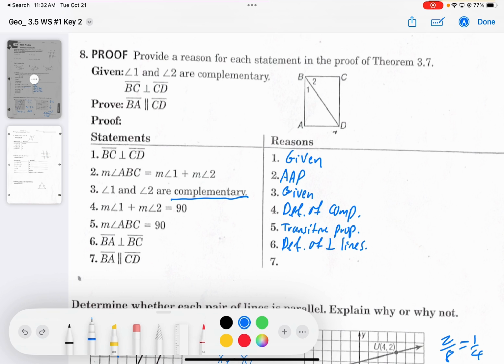Last but not least, this one's a little tricky. Number 7. Those 2 lines are parallel to each other. Let me know what I'm going to use to justify that. It was something we learned in class yesterday. Jillian? Is there like the 2 lines? Yep, 2 lines perpendicular to same line. Good. Implies parallel lines. Good. Okay. All right.